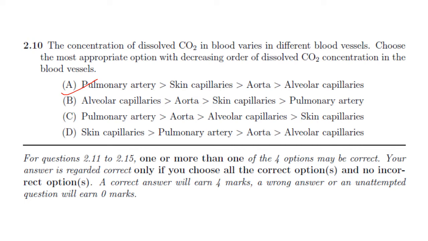So B and D can be ruled out, and we will see for A and C. In A and C we have skin capillaries, pulmonary artery greater than skin capillaries, then pulmonary artery greater than aorta. Okay, skin capillaries will have more carbon dioxide than aorta. Why? Because there is some amount of respiration. Carbon dioxide levels are increased and are a bit higher than that in aorta. So the next one will be skin capillaries greater than aorta, then alveolar capillaries. So option A is correct.